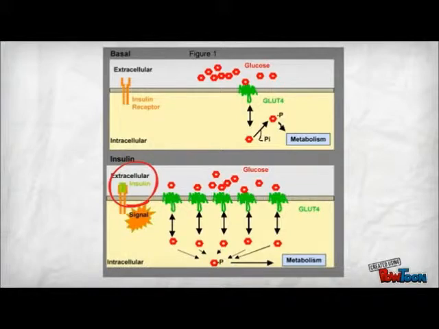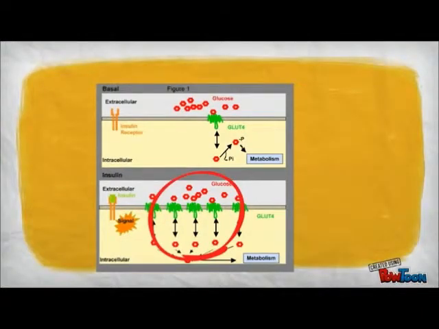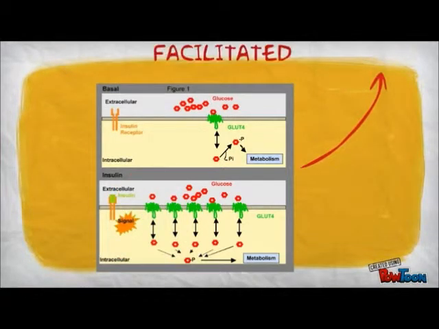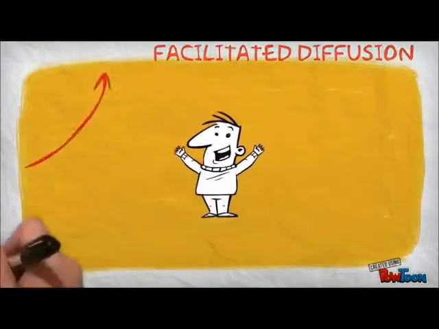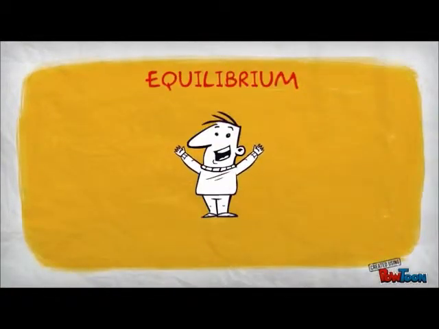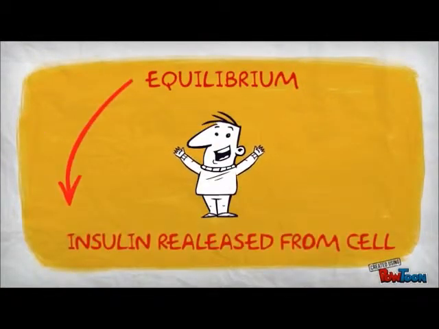When food is consumed, the pancreas releases insulin due to the sugar concentration in the blood, and the insulin attaches to a receptor on the outside of the cell. The receptor then signals the nucleus, which then signals GLUT4 to migrate from the center towards the outside of the cell. GLUT4 then acts as a passageway for glucose to enter the cell through facilitated diffusion. Once the blood concentration is at equilibrium between the outside and inside of the cell, the insulin is released from the cell.